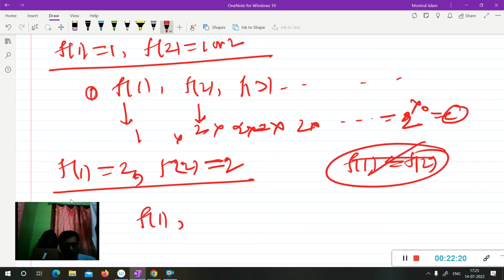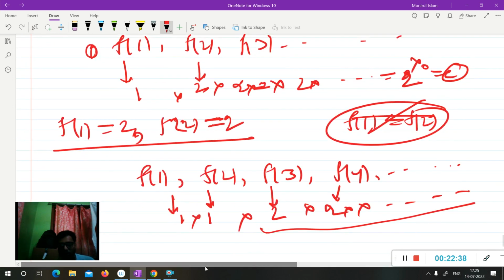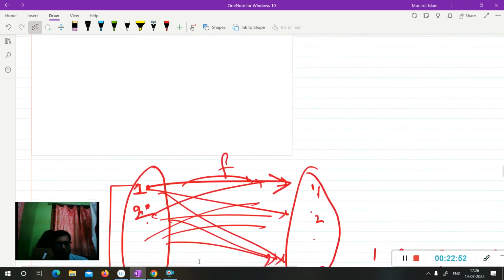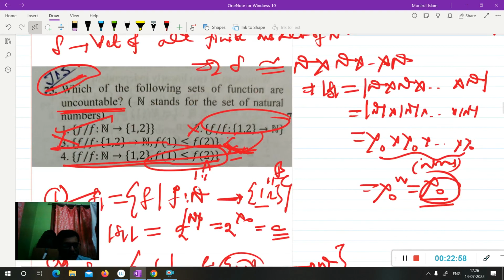In this case, f1 has 1 choice, f2 has 1 choice, and the remaining elements have 2 choices each. The product again gives 2 to the power aleph-null, so the total number of functions is continuum. So in any case the cardinality is continuum, and this set is uncountable anyway. So option 4 is also right. So options 1 and 4 are correct in this question.